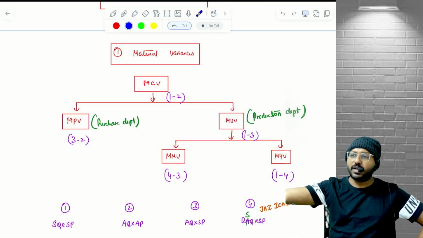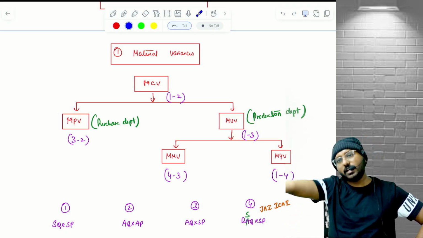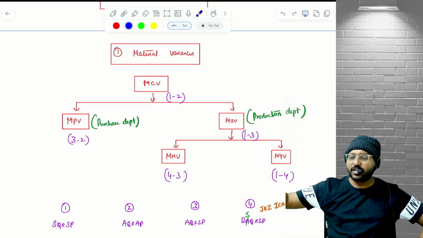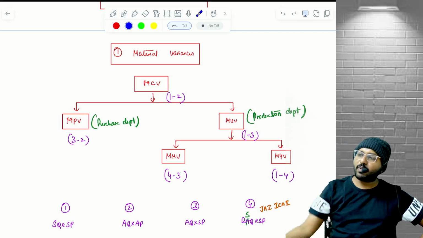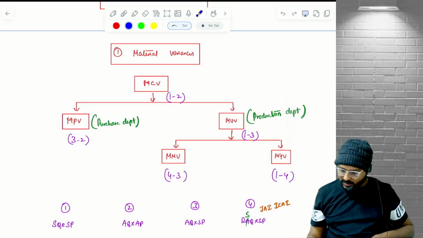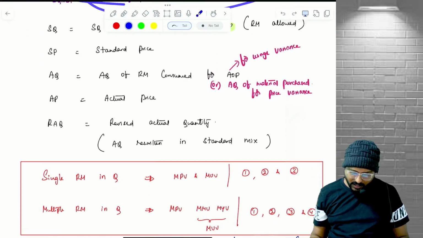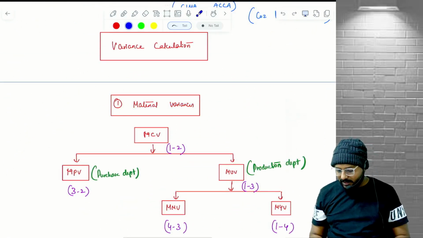Next, what is RAQ? Revised actual quantity. In other words, actual quantity rewritten in standard proportion. Again, I repeat, RAQ means revised actual quantity, in other words actual quantity rewritten in standard proportion. Am I clear? Are we done with this? Okay. Now one more time we'll revise. After that I'll go with the logics.